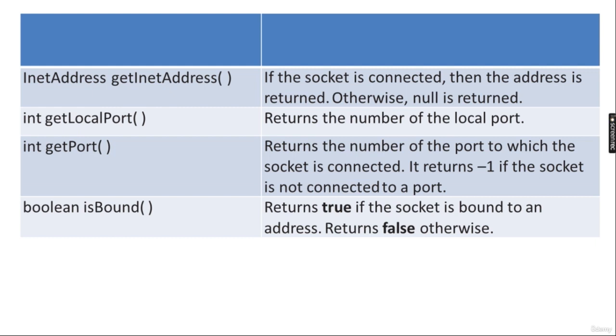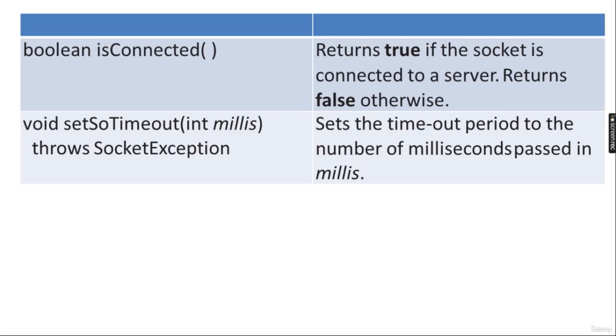Okay. The number of the port to which the socket is connected; if it is not connected to anything, it will return -1. Boolean isBound returns true if the socket is bound to an address, otherwise false. isConnected returns true if the socket is connected to a server, otherwise it returns false. setSoTimeout(int milliseconds) sets the timeout period to the number of milliseconds passed in.